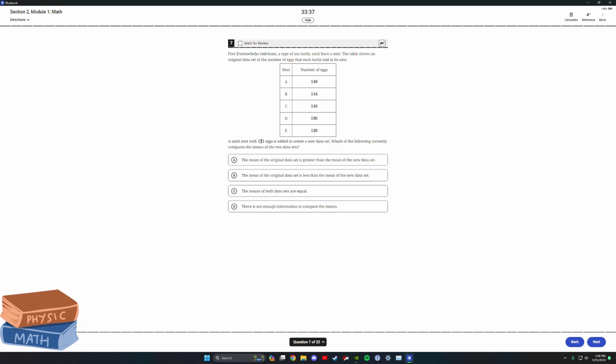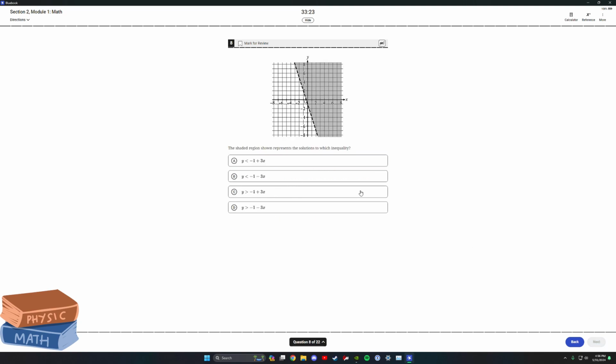So they're asking about the mean if we add a data set of 121. Well, if we add a data set, the mean is going to be smaller. The mean of the original is going to be bigger. So if we add to 121, it's all smaller. So the mean of data set original is greater than the new mean.